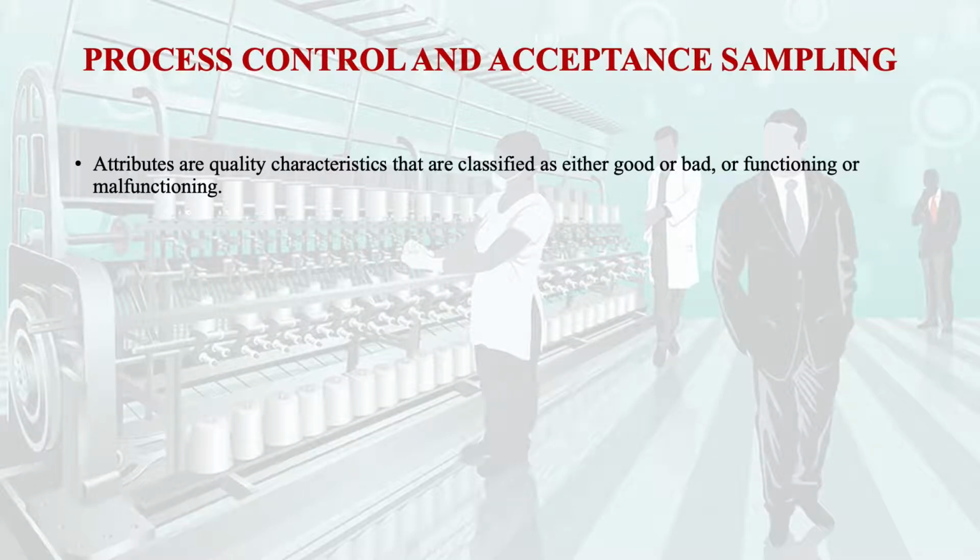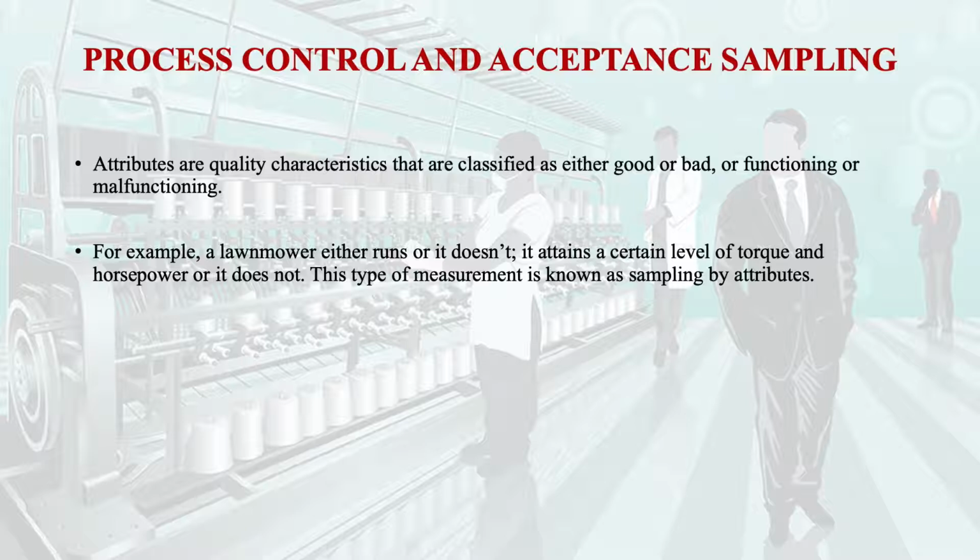Now when we are discussing acceptance sampling and process control, we have to define attribute and variable. Attributes are the quality characteristics that are classified as either good or bad, functioning or malfunctioning. For example, a lawn mower either runs or it does not. It attains a certain level of torque and horsepower or it does not. This type of measurement is known as sampling by attributes.